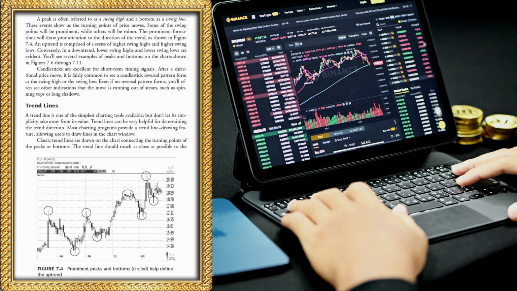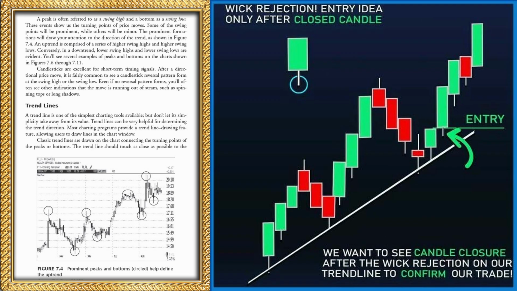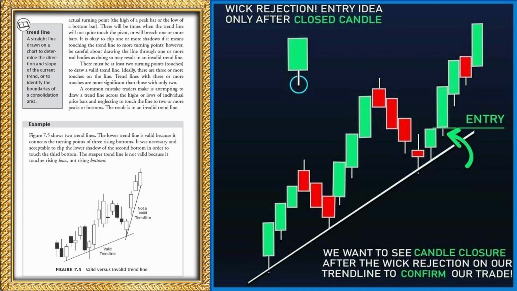Trend lines. A trend line is one of the simplest charting tools available, but don't let its simplicity take away from its value. Trend lines can be very helpful for determining the trend direction. Most charting programs provide a trend line drawing feature, allowing users to draw lines in the chart window. Classic trend lines are drawn on the chart connecting the turning points of the peaks or bottoms. The trend line should touch as close as possible to the actual turning point, the high of a peak bar or the low of a bottom bar.